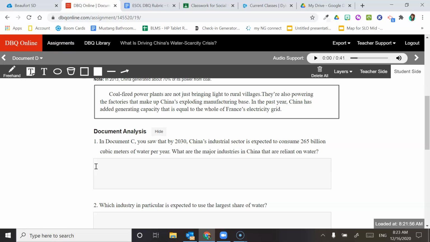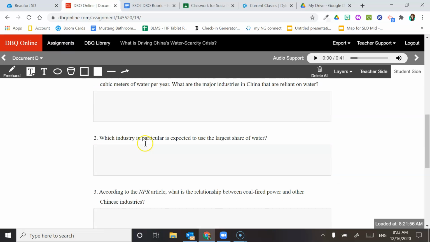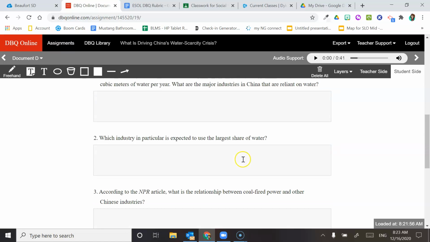In document C, you saw that by 2030, China's industrial sector is expected to consume 265 billion cubic meters of water per year. What are the major industries in China that are reliant on water? That's pretty easy. Power, metals and mining, chemicals, food and beverage, pulp and paper, textiles, manufacturing. Which industry in particular is expected to use the largest share of water? Well, which section is the largest? That would be power.